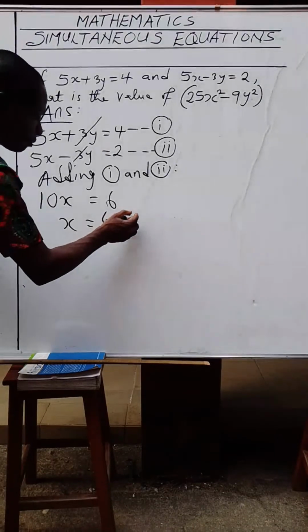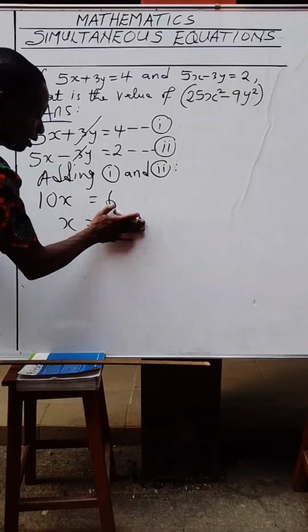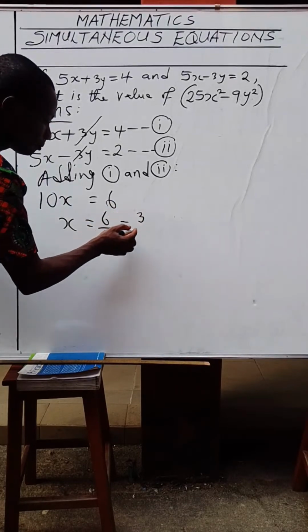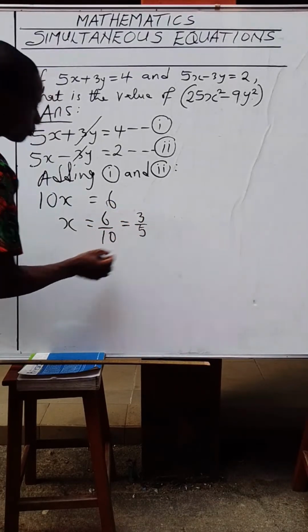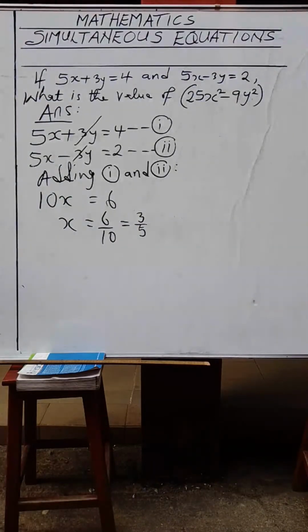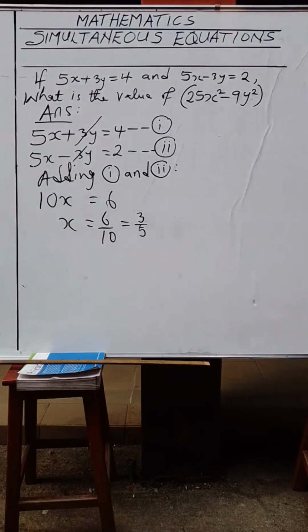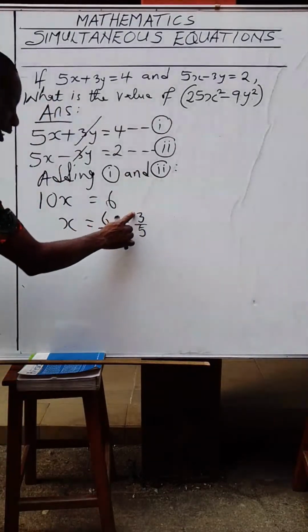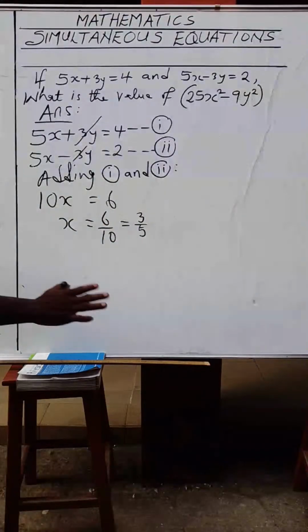If we reduce it, we are going to have 3 over 5. That's what we're going to have with the system we have here. 5x, 5x, 3y, everything here is okay. Then this is 4, and this is 5x minus 3y equals, so that is what we got. So this is the answer for x.